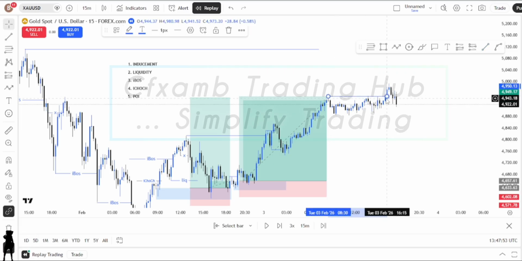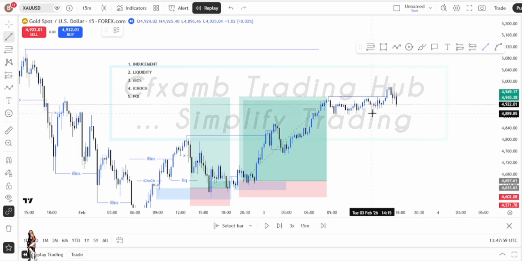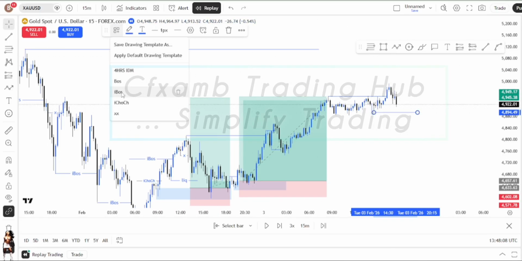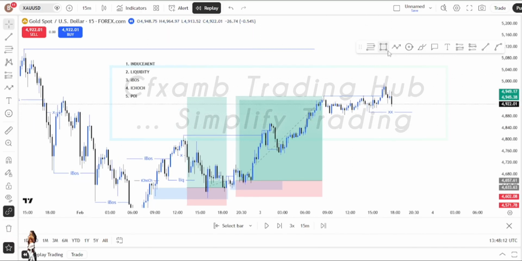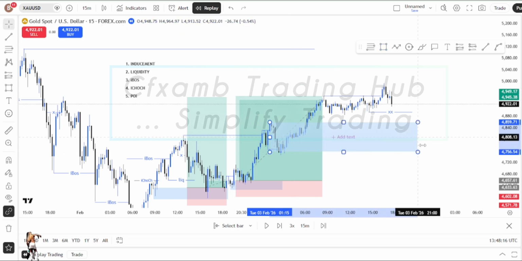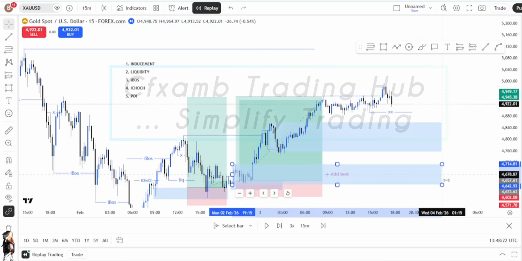Now we break this here. This is the break of this recent high. Then this is our inducement here. And where is our POI here? We have our first POI here, and also we have our second POI at this zone.